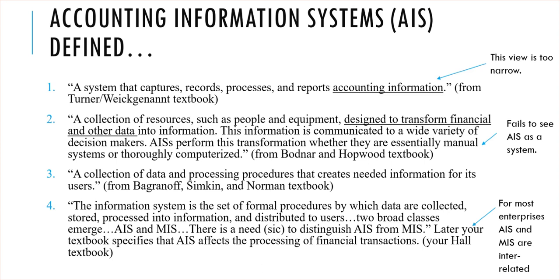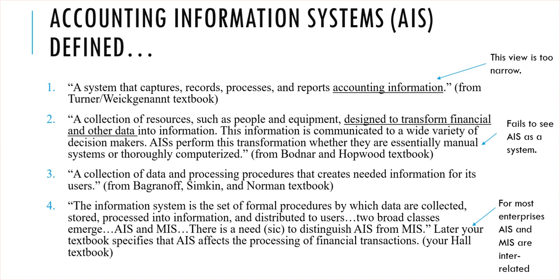One textbook was this Turner Weikenant textbook that I looked at. It's a very popular textbook, but it uses that approach that's really from the previous slide. It says a system has to capture, record, process, and report accounting information. So you're thinking like an accountant. You're thinking about doing your journal entries and all of that. That's a bit too narrow because an AIS has to convey so much more than accounting information.